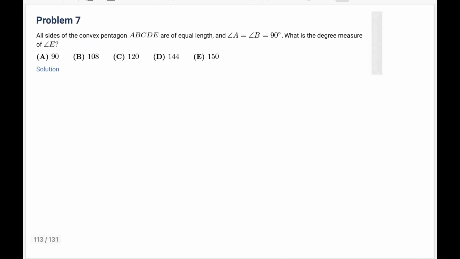And problem 7. All sides of the convex pentagon ABCDE are of equal lengths, and angle B is 90 degrees. So for this to be true, there's only one way, which is that there's a square like this, and then there's an equilateral triangle like that. So this will be A, this will be B.